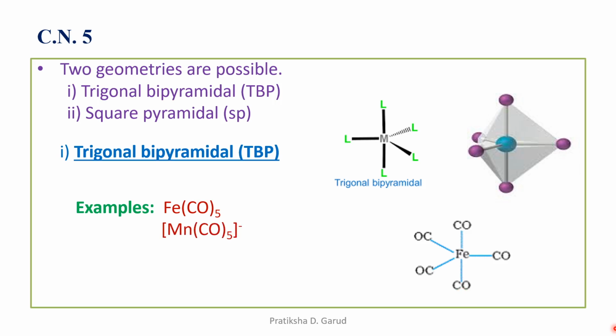Then the second example is Mn(CO)5-, then CuCl5 3-. Now here we can say that out of these two geometries, TBP and SP, the trigonal bipyramidal geometry is more stable than the square pyramidal geometry, because here all the 5 ligands are symmetrically arranged around the central metal atom.